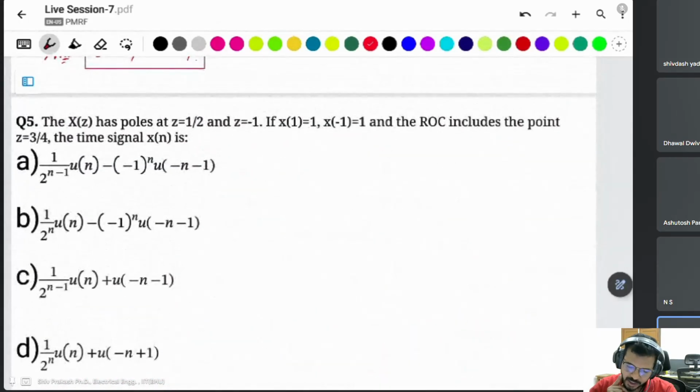The next question: the xz has poles at z is equal to half and z is equal to minus half, and if x1 and x minus half 1 is equal to 1, and the ROC includes the point z is equal to 3 by 4, then the time signal of x. This will be small x, not a capital. That is asked in the time domain. It is given in the time domain, not the frequency domain. That's why this will be a small letter.